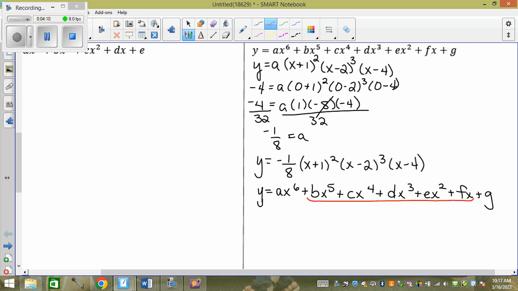If they ask for A instead, you do not have to expand the whole thing. You just need to find the coefficient in front of the x to the 6th. So how do I deal with that?